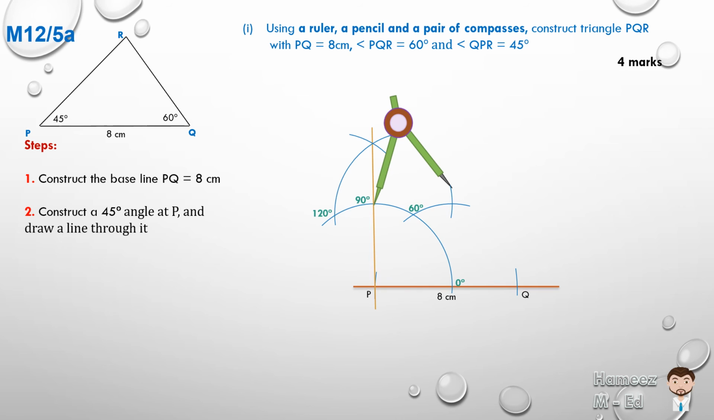So we have it directly between 0 and 90. That is, we can draw a line straight through that intersection and P, and that gives us the 45-degree angle.